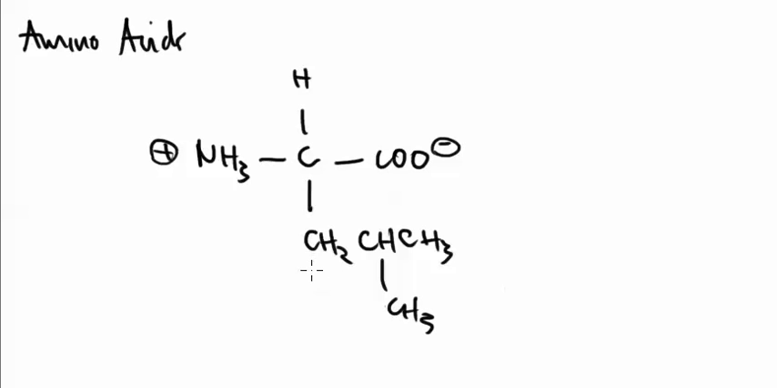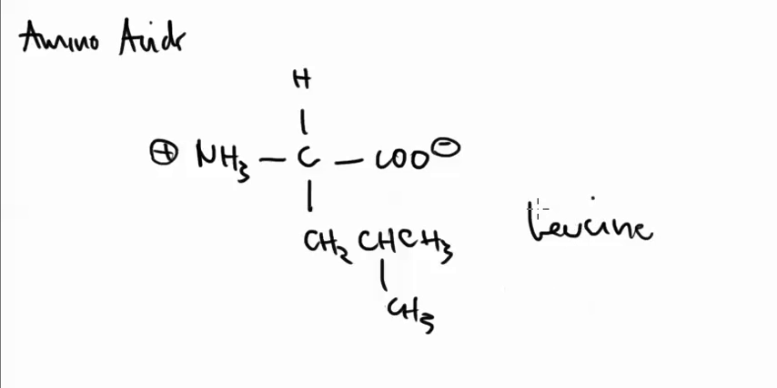So the first one was isopropyl, 3 carbons in total. This is isobutyl, 4 carbons in total. So this 4-carbon chain, isobutyl group, gives me a new amino acid. And that new amino acid is called leucine, in the sky with diamonds.